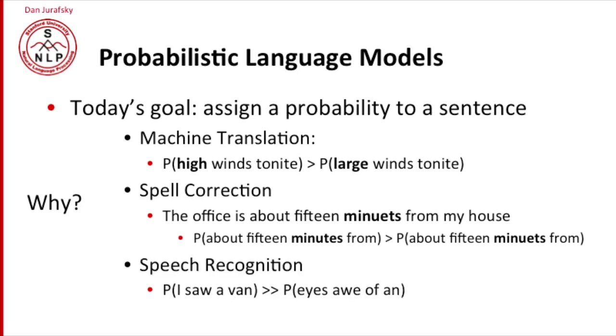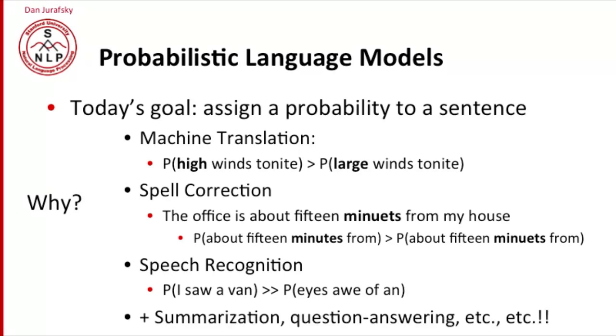And in speech recognition, a phrase like "I saw a van" is much more likely than a phrase that sounds phonetically similar, "eyes awe of an," but is much less likely to have that sequence of words. And it turns out language models play a role in summarization and question answering, really everywhere.